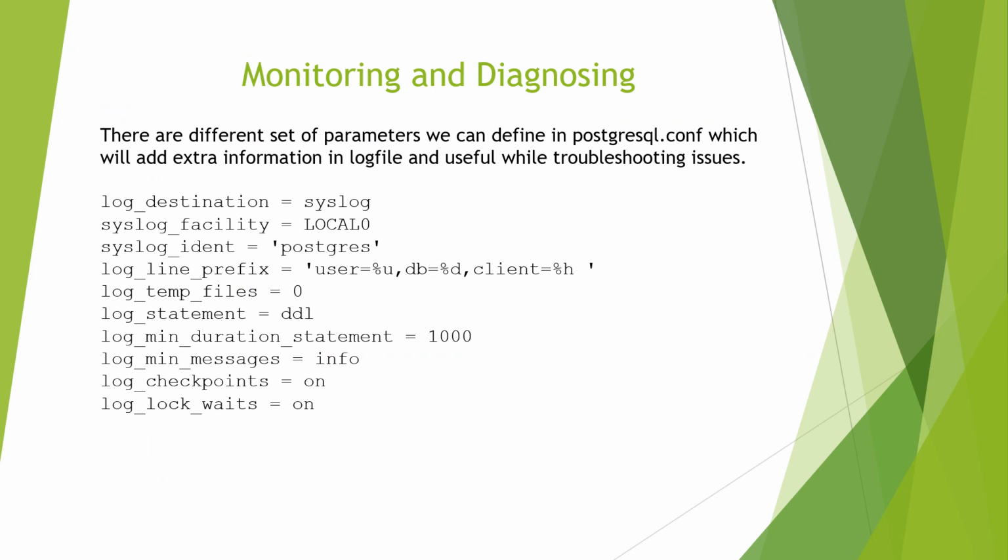There is a different set of parameters which we can define in postgresql.conf, which will add extra information in the log file and is useful while troubleshooting issues. Below are some of the parameters which we can define in the configuration file.